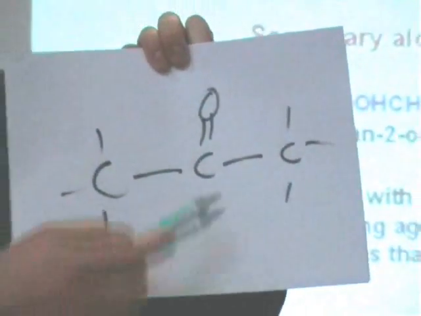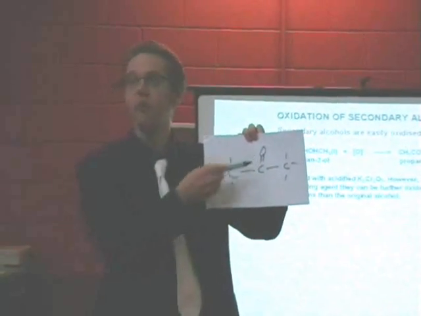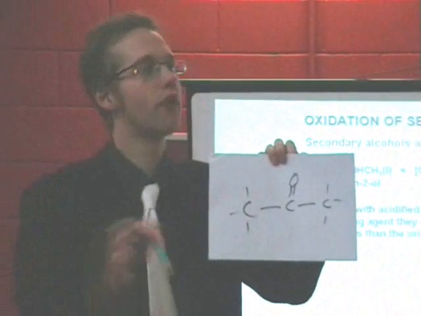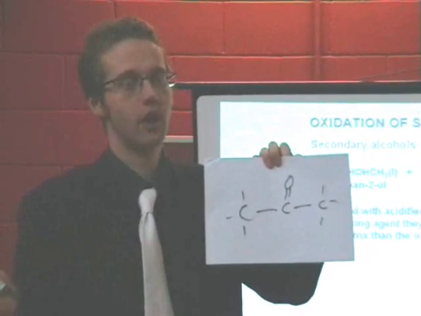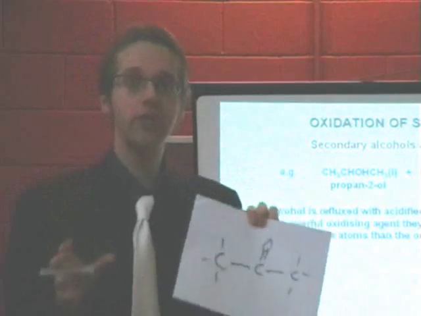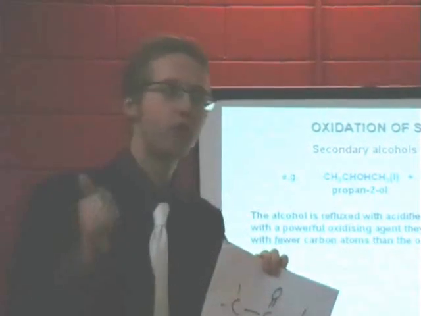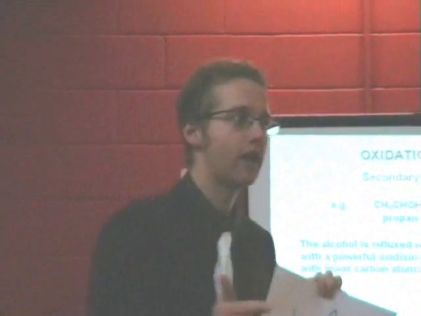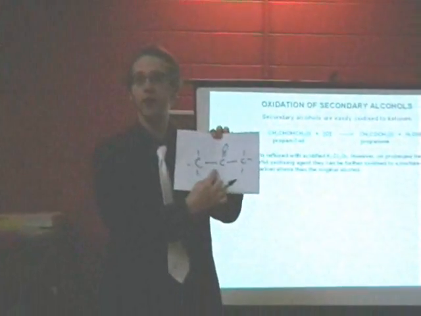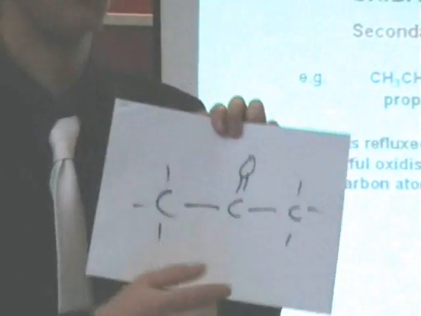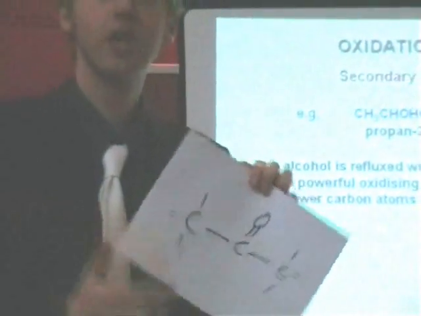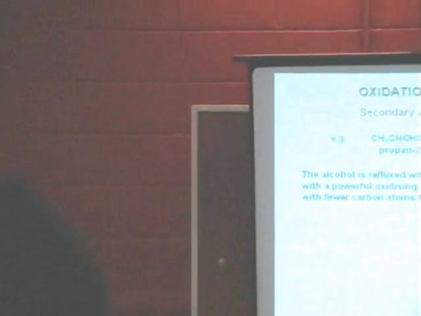A ketone is again this C double bond O, but it's in the middle of a molecule rather than at the end of the molecule. So to be clear, and you are genuinely expected to know this from memory, a primary alcohol is oxidized to an aldehyde, which is oxidized to a carboxylic acid. A secondary alcohol is oxidized to a ketone. Can I oxidize this any further? No, so it stays put. And a tertiary alcohol, not oxidized.